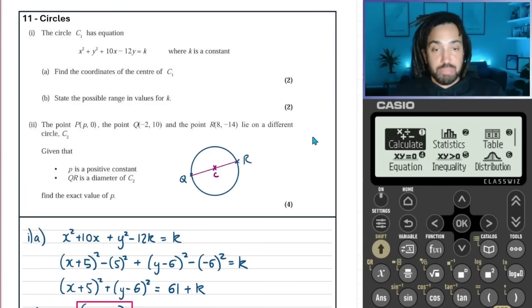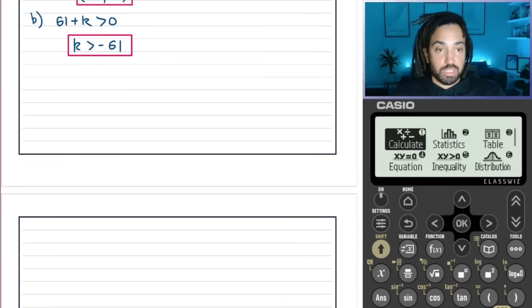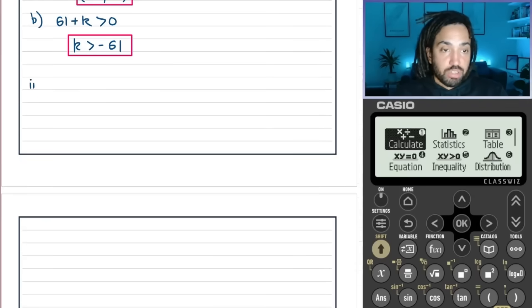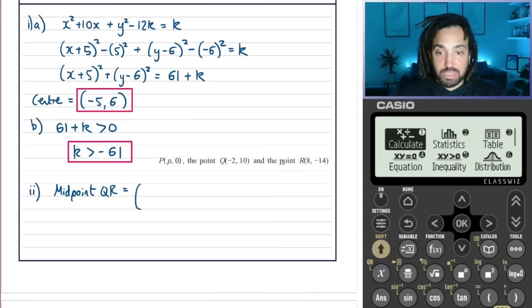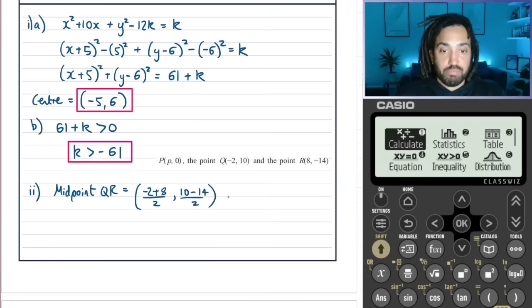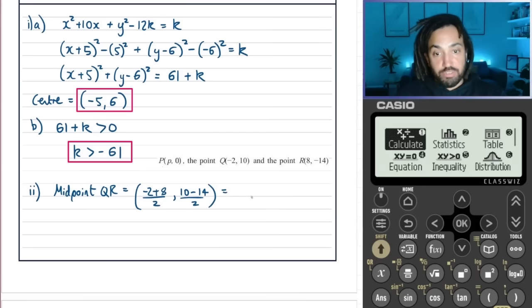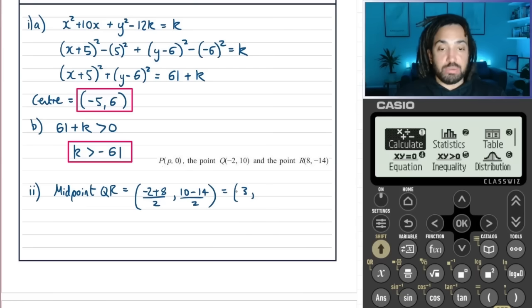Let's start by working out the midpoint between those two coordinates. Okay, so part II, we need to find the midpoint of those two coordinates. I've just put the two coordinates there because I've forgotten what they were. So the midpoint of QR is going to be the two x coordinates added together and then divided by 2, and the two y coordinates added together and then divided by 2, which will give us 3, and it will give us minus 2.